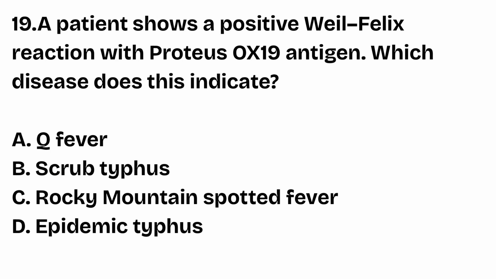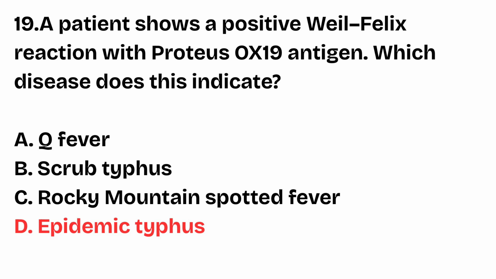Question number 19. A patient shows a positive Weil-Felix reaction with Proteus OX19 antigen. Which disease does this indicate? Q fever, scrub typhus, Rocky Mountain spotted fever, epidemic typhus. The right answer is option D, epidemic typhus. OX19 positivity on Weil-Felix reaction indicates Rickettsia prowazekii, which causes epidemic typhus. It cross-reacts with Proteus OX strains.